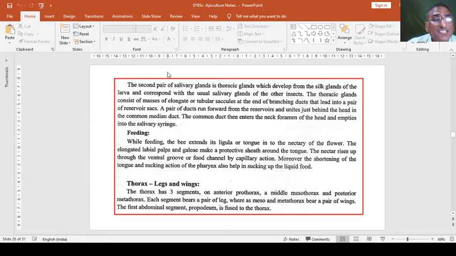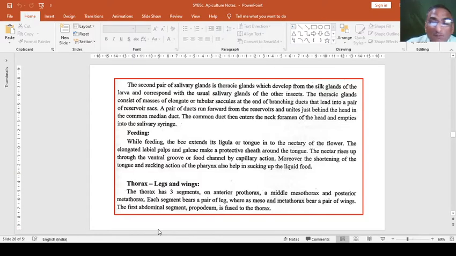Then this is all about the head region, where we have seen antennae, mouth parts, compound eyes, then maxillary palps, labial palps, honey spoon, salivary glands, everything we have seen. Then we have seen the feeding mechanism by using all these head organs.